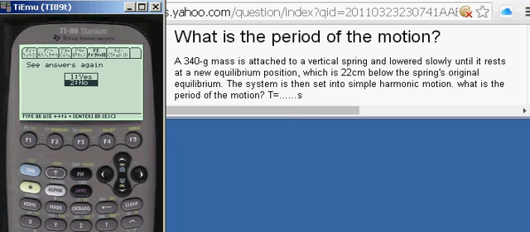Now we can see the answers again as many times as you want, and then we press 2 and we're to a new problem.